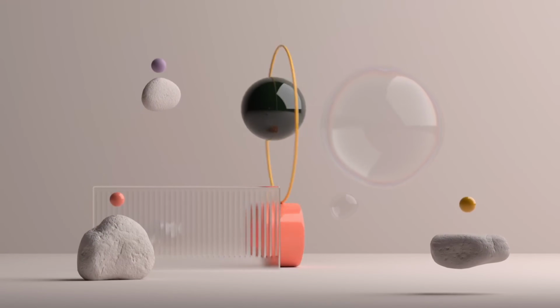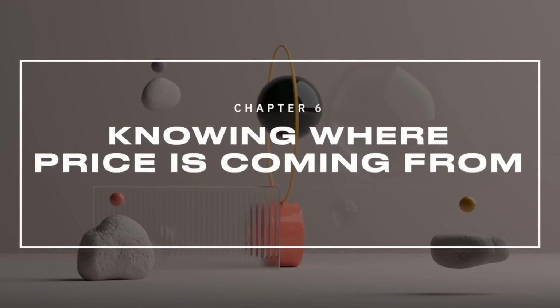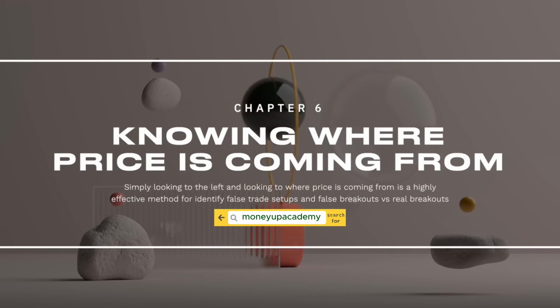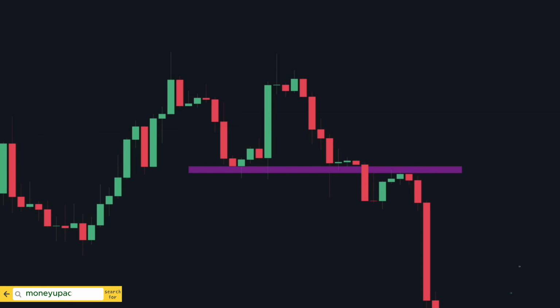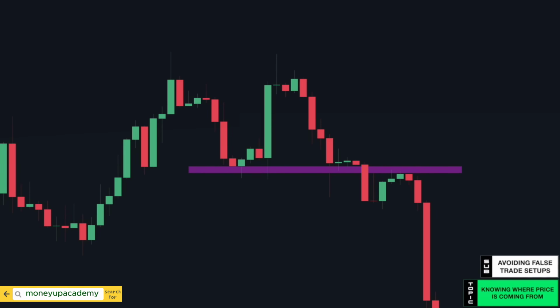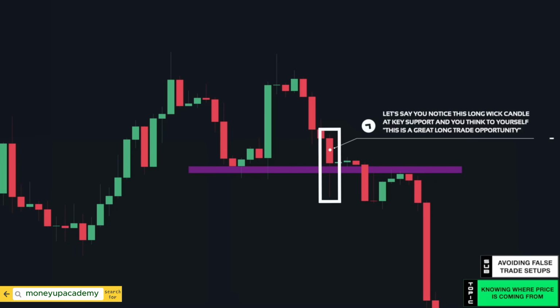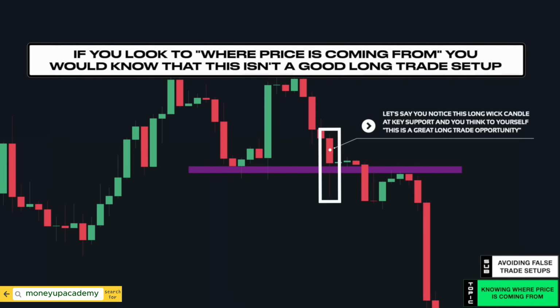Now here is an advanced bonus technique. It's the concept of knowing where price is coming from. Let's say you notice this long wick candle at the key support level, and you think to yourself, this is a great long trade. But now, if you look to the left and look to where price is coming from, you would know that this isn't the best long trade setup.